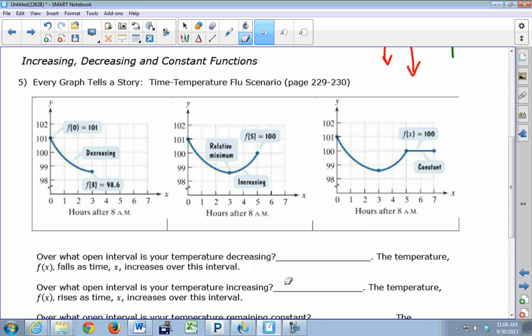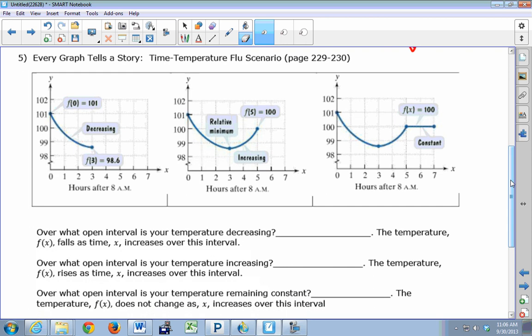So every graph tells a story, and we're going to take the story from our book because our author did a really nice job with coming up with a scenario that I think we can easily understand the idea of increasing, decreasing, and constant. It's called the time temperature flu scenario. So we're looking at two variables, time and temperature. Time is being measured in the number of hours after 8 a.m. and temperature is in degrees Fahrenheit.